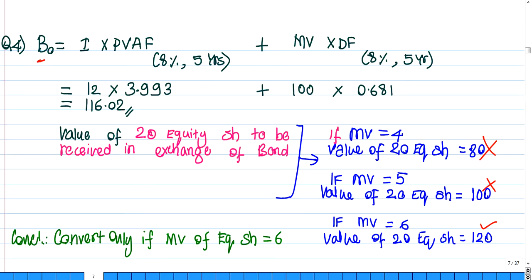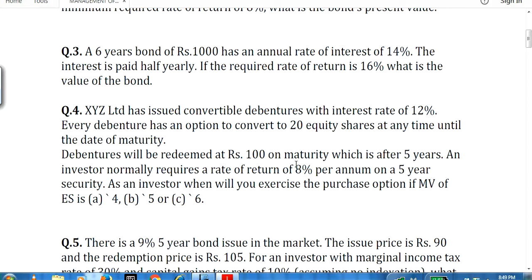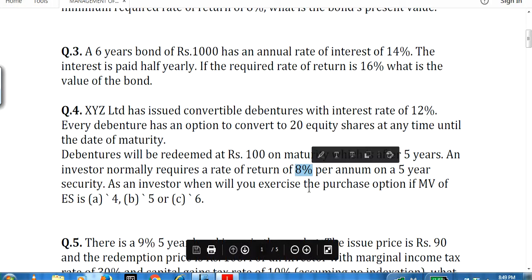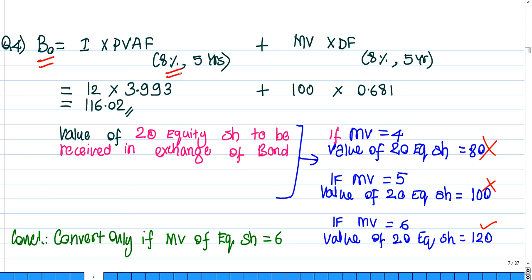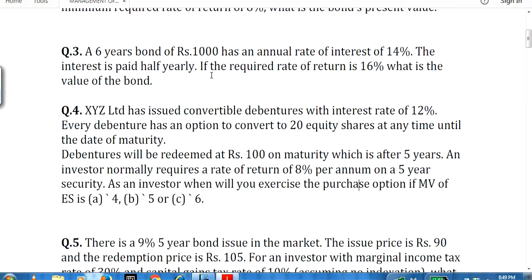So let us see the value of the bond. Interest into present value of the annuity factor plus maturity value into discounting factor. What is the rate given? 8% for 5 years. You are getting a 12% coupon rate. This is the required rate, this is the R. This is the interest.